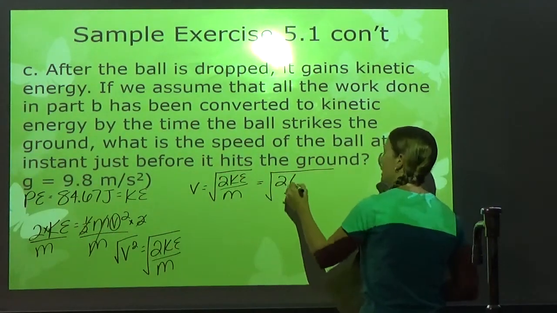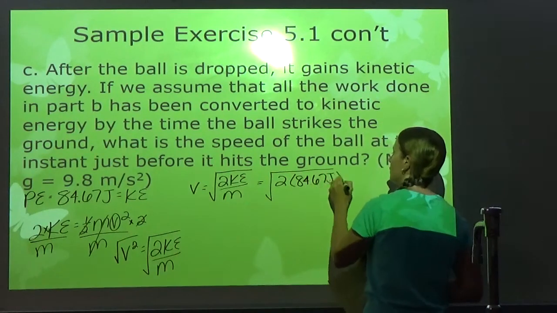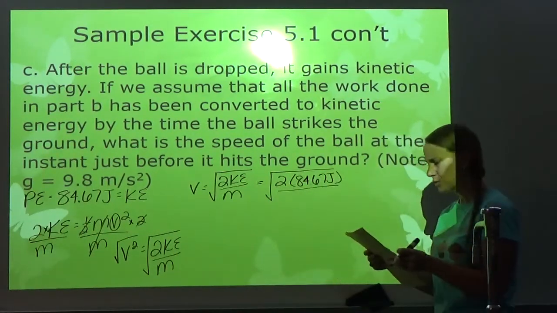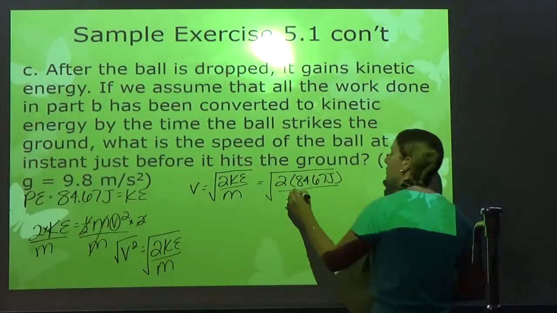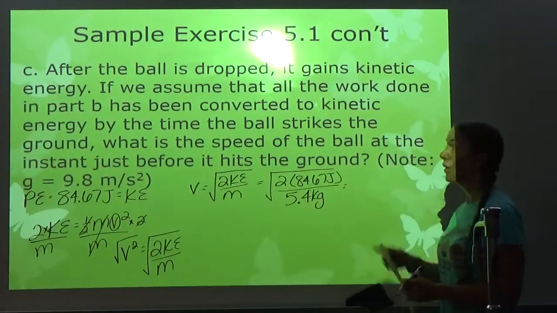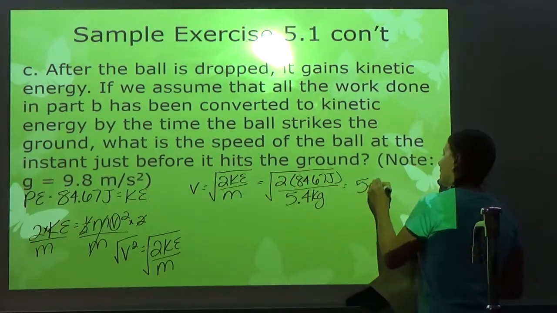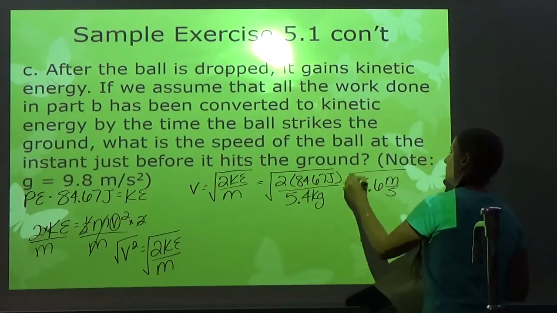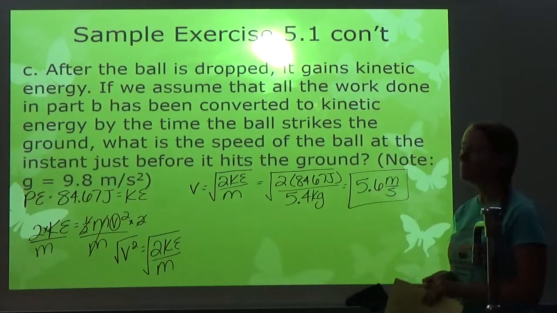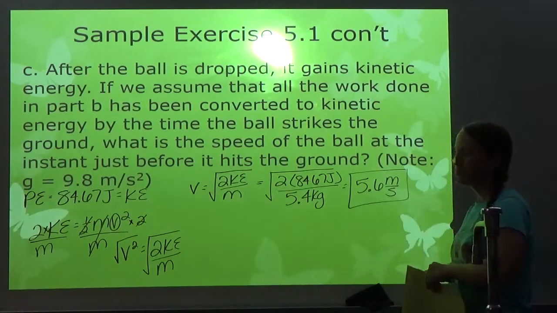So 2 times my kinetic energy, which was 84.67 joules. And, whoop, I forgot what the mass was. Let's see, I have it written down. The mass was 5.4 kilograms. That was given in the initial part of the question on the previous slide. Once I solve, I get about 5.6 meters per second. Just like that.